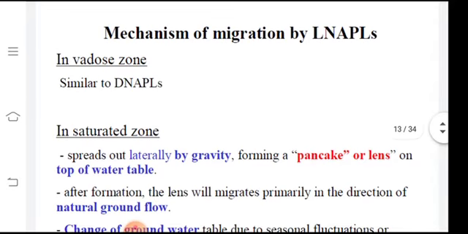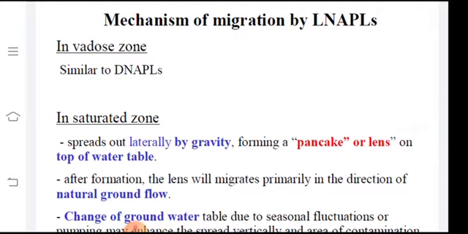Now, mechanisms of migration by light NAPLs. Light NAPLs have lesser density than water. How is it going to behave? In the vadose zone it will behave similarly to the dense non-aqueous phase liquid, and it will not be different from this light NAPL. So how will it take place?